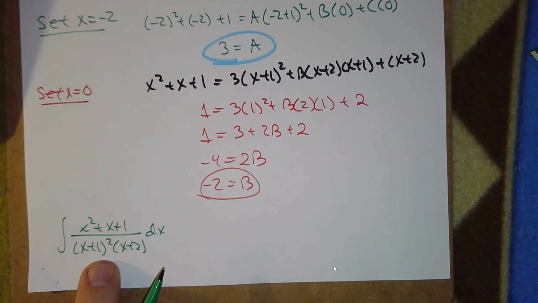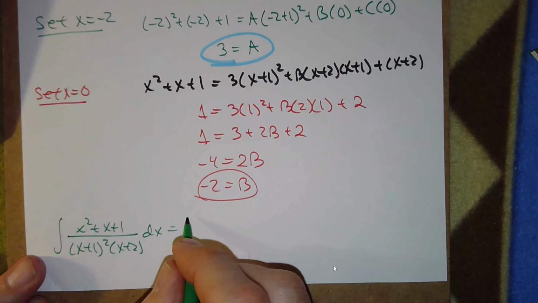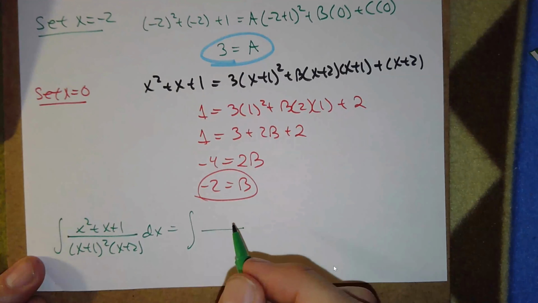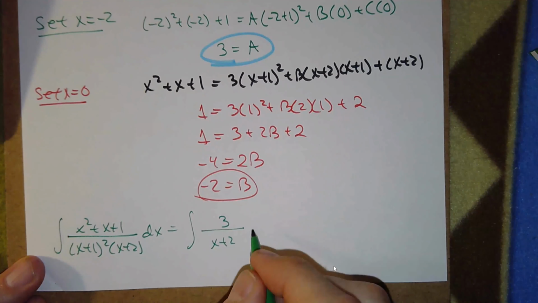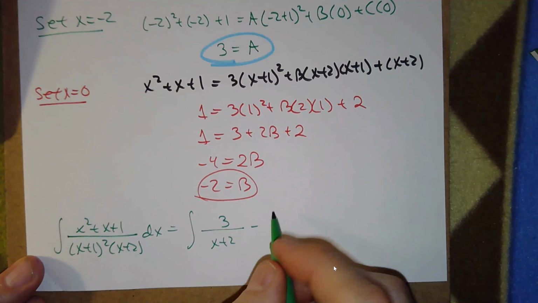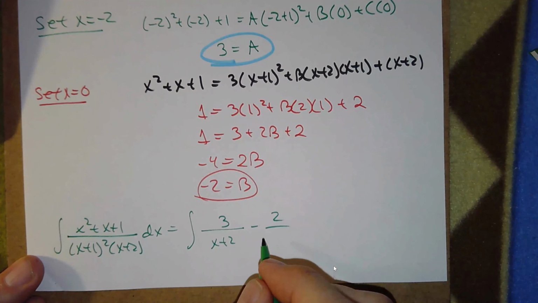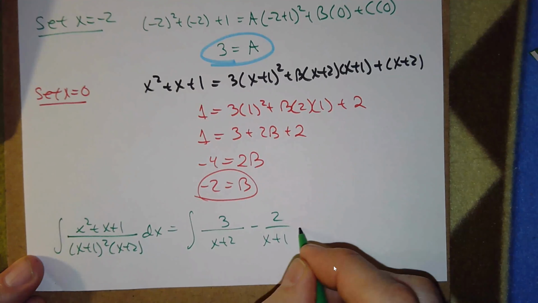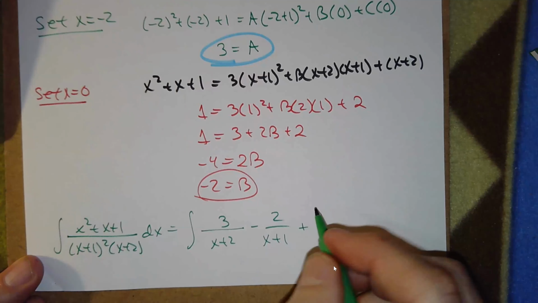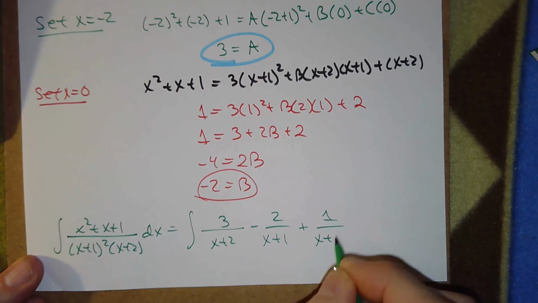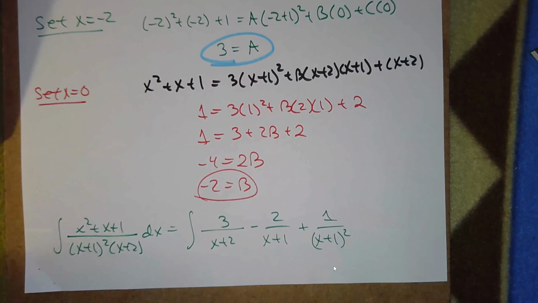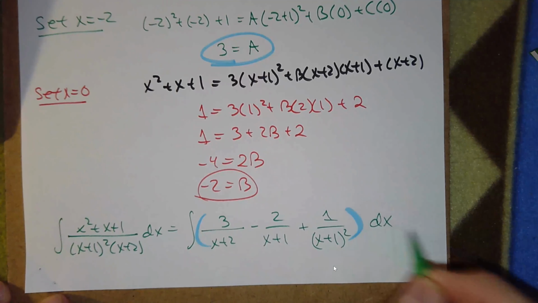Still the same function. That breaks up into the integral of a, which was 3, over x plus 2, plus b, turns out to be minus 2 over x plus 1, plus c, which was 1, over (x plus 1) squared. And all of that's got a big dx around it.